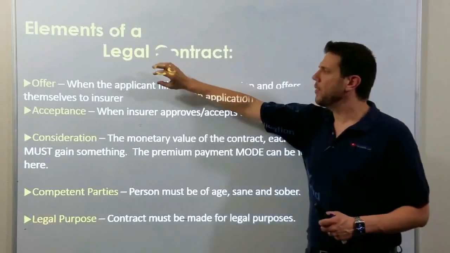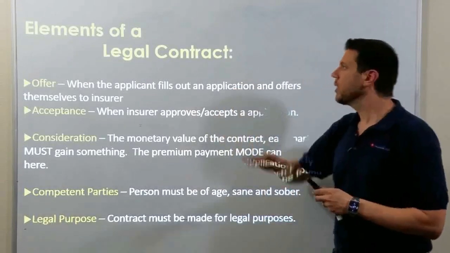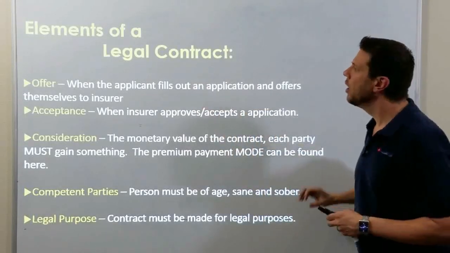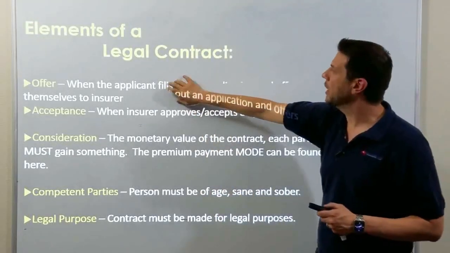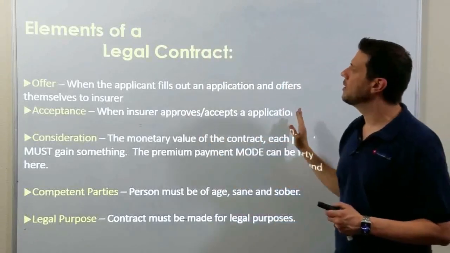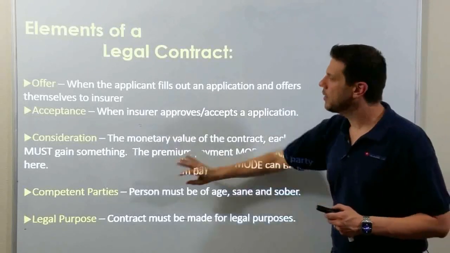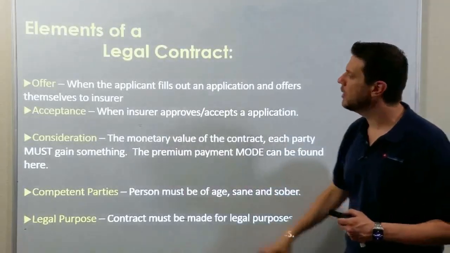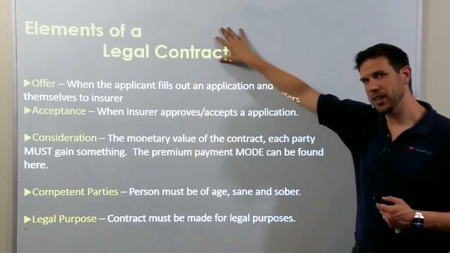All contracts also have to have offer and acceptance, meaning you have to agree. The customer, the applicant, offers themselves up to the insurance company by filling out their application. They say, please take me. The insurance company then decides whether to accept you. Then you exchange your money, then everybody makes sure you're not crazy, and then we make sure that it's a legal contract. Therefore, we've met all 4 metrics.